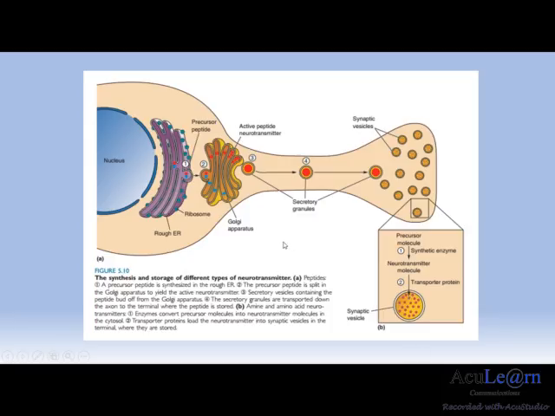For peptide neurotransmitters, the synthesis begins in the rough ER, where the synthesized long precursor peptide is split in the Golgi apparatus to give the active neurotransmitter. The secretory granules then split off from the Golgi apparatus and are carried to the presynaptic axon terminal by axoplasmic transport.